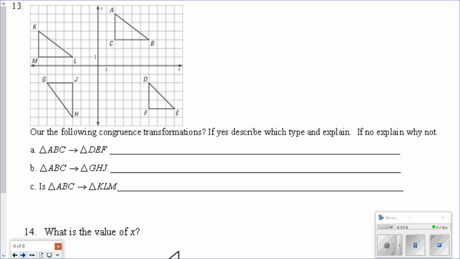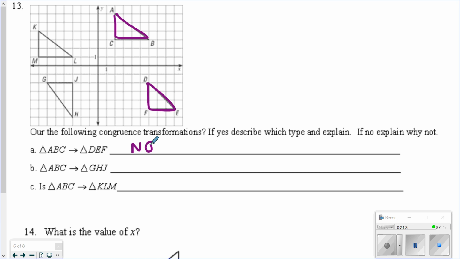All right, next. Are the following congruence transformations? If yes, describe which type and explain, and then if no, explain why not. So looking at triangle ABC, which is this triangle here, ABC, and triangle DEF, are these two triangles congruent? Or is there a transformation that occurred? So the answer here is no, because those two triangles are not congruent. They are not the same shape.